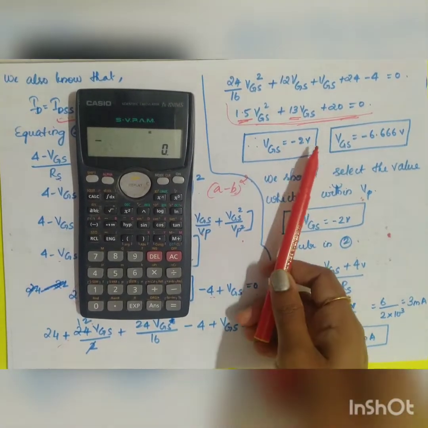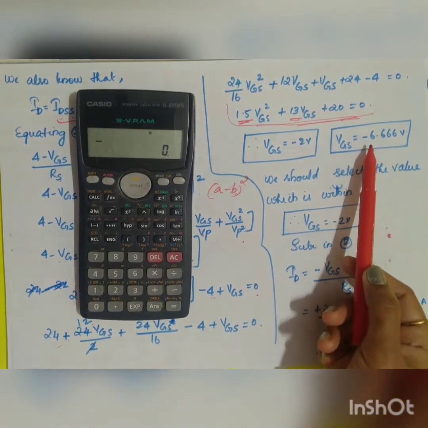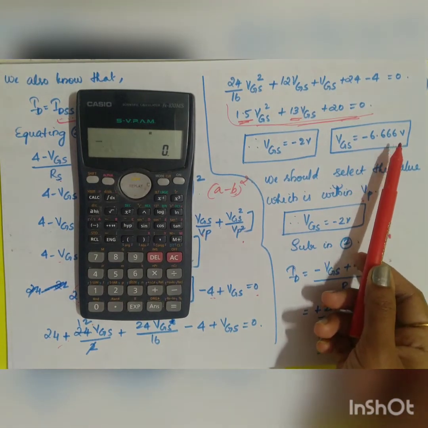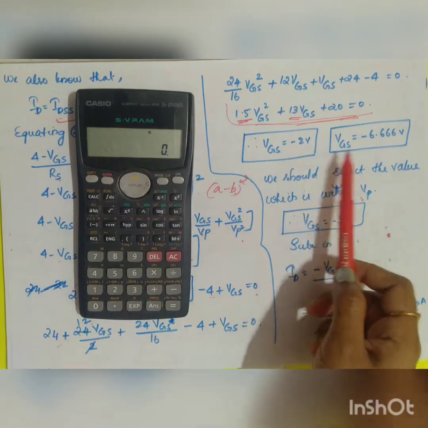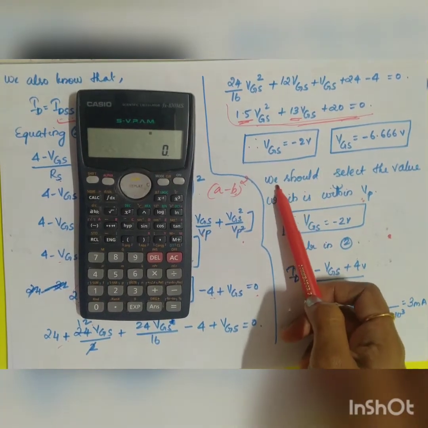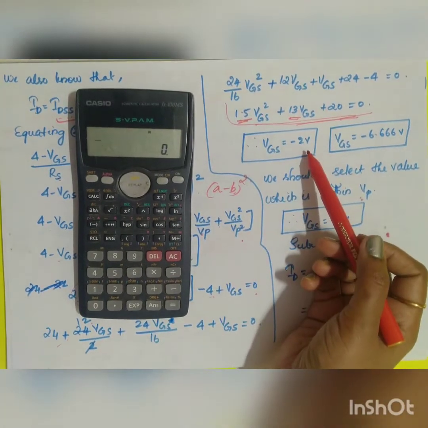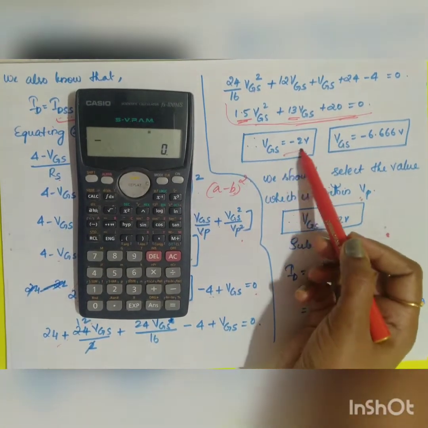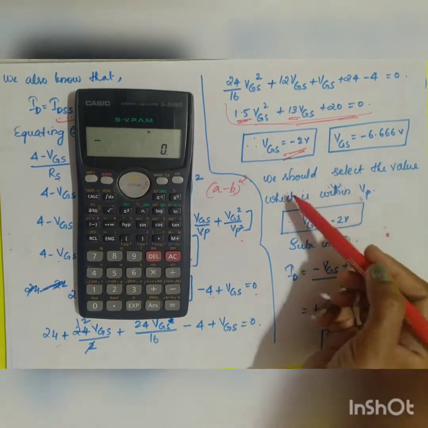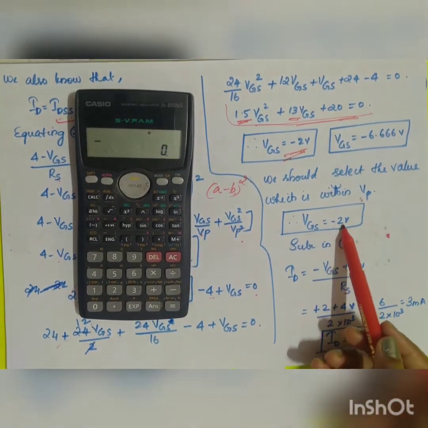So you have got VGS is equal to minus 2 volt and VGS is equal to minus 6.66 volt. Now among these, which value will you select? We should select the value which is within your VP. Now VP in your question is equal to minus 4 volt, right? So we will select VGS is equal to minus 2 volt, which is within that range. So VGS is equal to minus 2 volt.